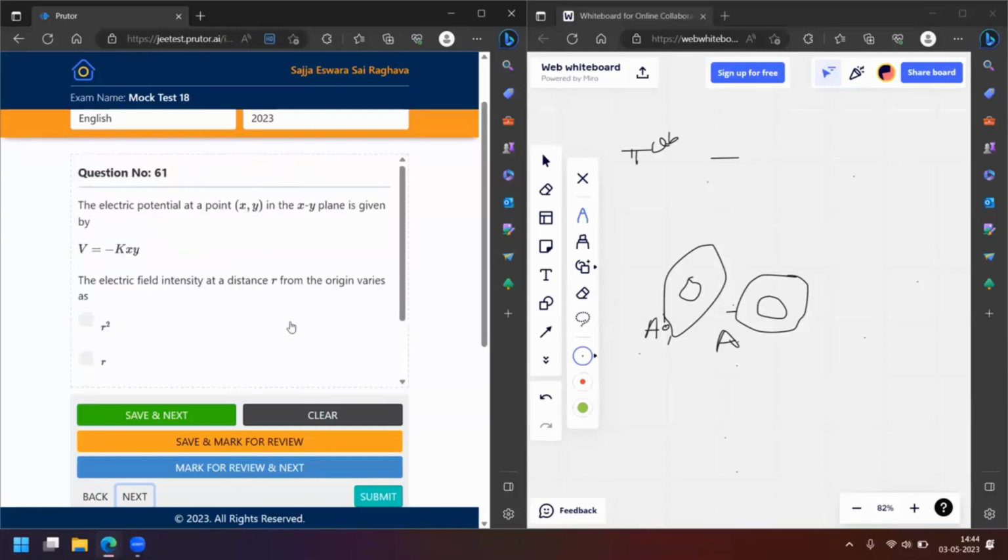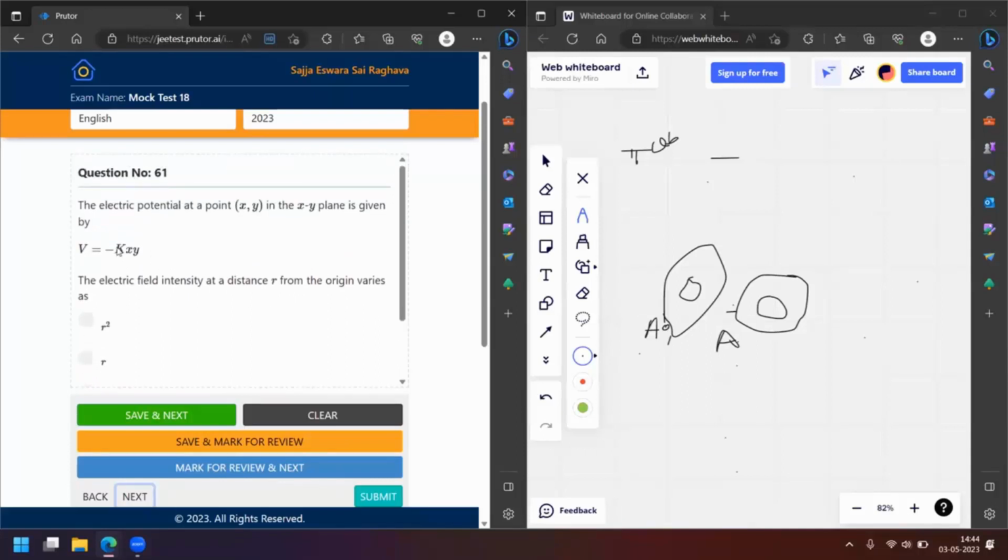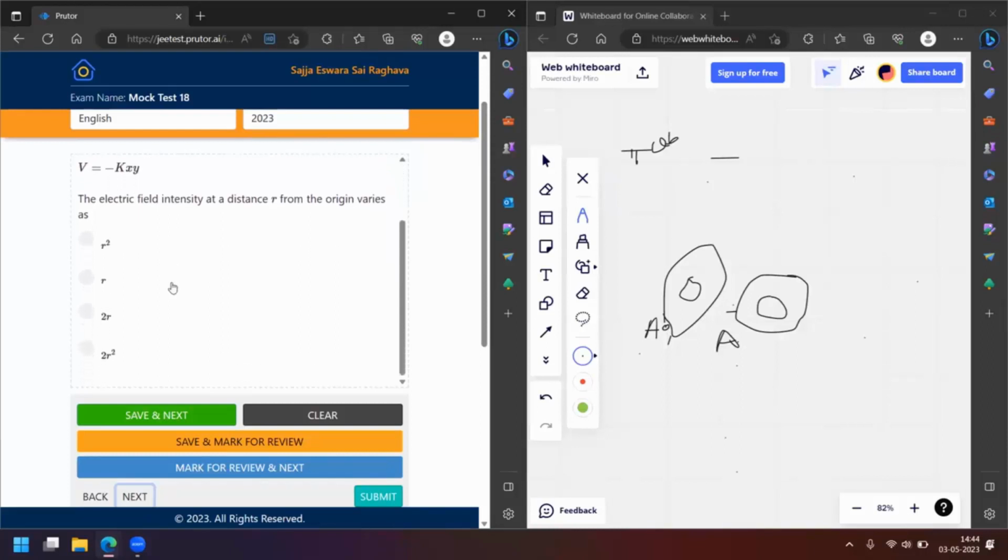In the next question, we are given the electric potential at a point, and we have to find the electric field. First, you can find the electric field with x and y, and you can substitute x square plus y square as r. If we integrate it with x and y, we will get the expression. So we have to integrate it to find the electric field, and after integrating, we will find the answer.